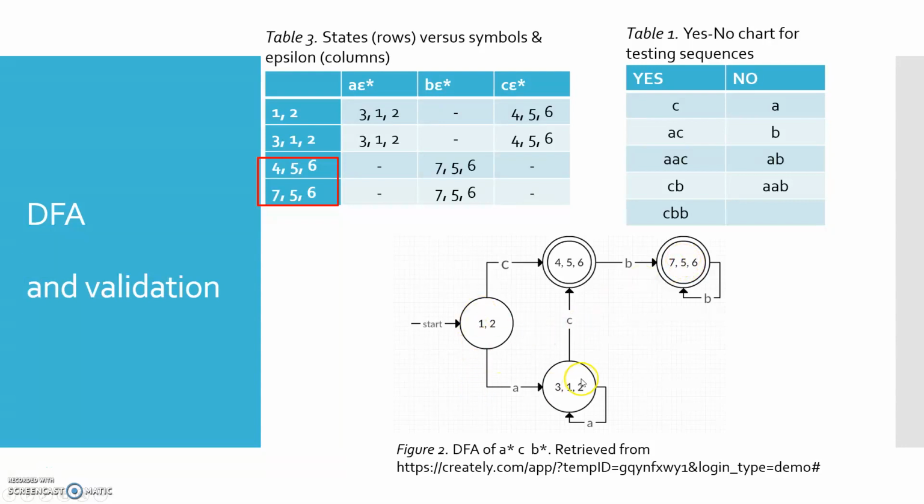Now a single A will be stuck here and not accepted, and a single B will not transition to either of these states and stay here and not accepted. And then an A and a B, the B will be stuck here because there's no transition. And this is how you convert your regular expression NFA to a DFA.